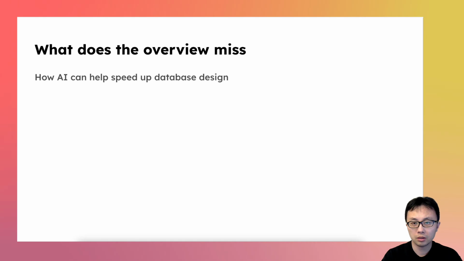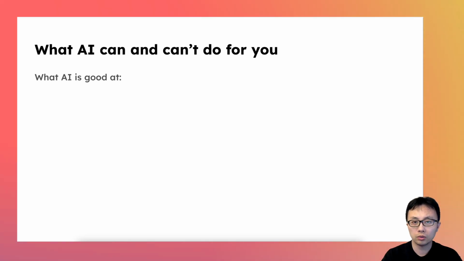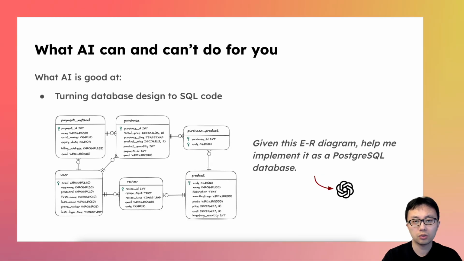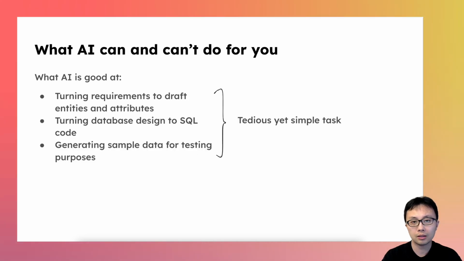You might be curious about how AI actually helps, but that's a big topic. So instead, let's start with a quick snapshot. What AI is good at, okay at, and terrible at when it comes to database design. So what's AI actually good at? Quite a few things, like turning requirements into draft entities and attributes, or generating SQL code from a design, or creating sample data to test a database. In short, AI excels at tasks that are labor-intensive but don't require much judgment or decision-making.